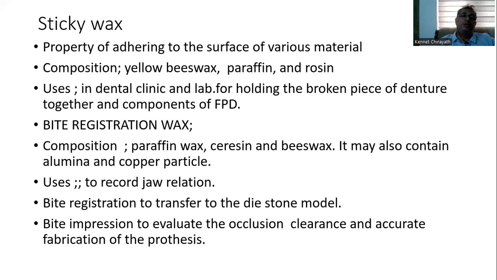Then comes bite registration wax. Composition is paraffin wax, resin, and beeswax. It may also contain alumina and copper particles. Used to record jaw relation, bite registration to transfer to the die stone models, and bite impression to evaluate the occlusal clearance and accurate fabrication of the prosthesis.